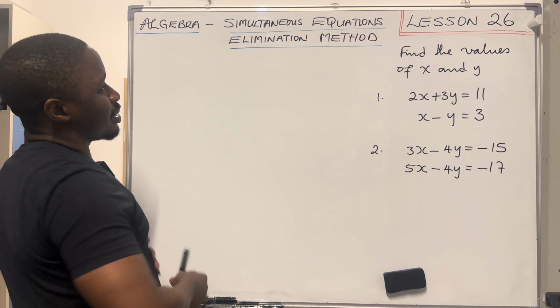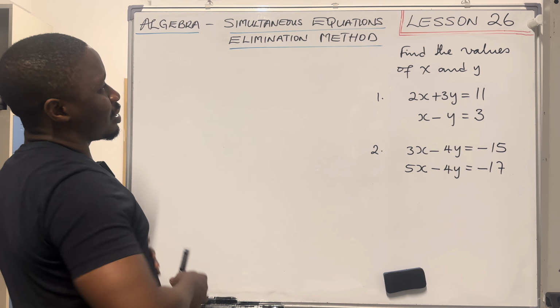Let's see if it will satisfy the second equation, x minus y equal to 3. On the right hand side, there is no x, no y, so let's forget about that. What is x? x is 4. Minus, what is y? y is 1. 4 minus 1 is 3, which is this. So this proves that our answers are correct. So this is the elimination method for basic simultaneous equations.